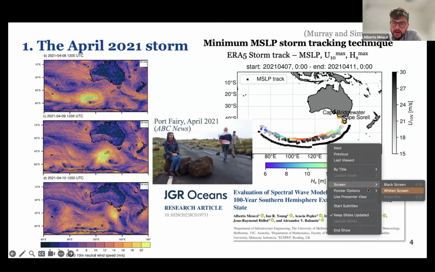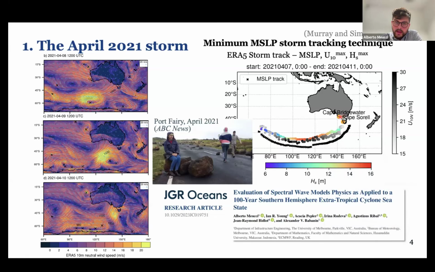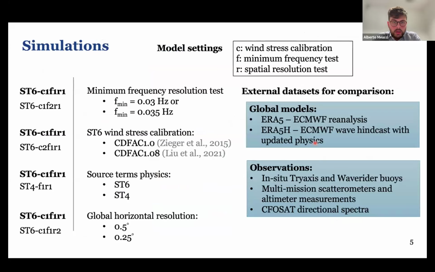And as you can see, let me put the pointer. The image that you see is around that location, Cape Bridgewater that you see here. And then we backtrack the storm using a minimum mean sea level pressure storm tracking technique. We backtrack the storm into the Southern Ocean and Indian Ocean and try to understand how this one evolved, and it was modeled by our global wave climate model.